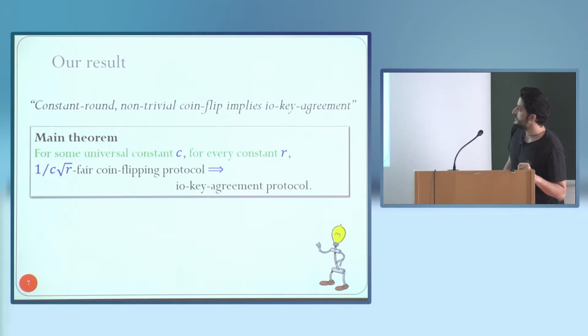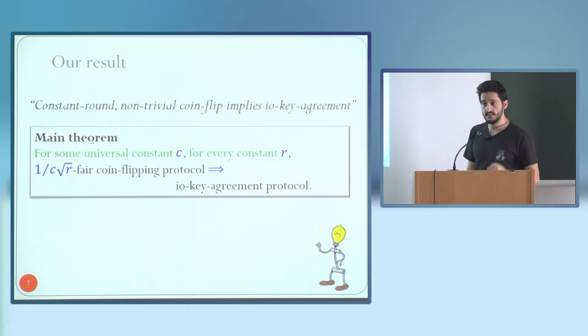Slightly more formally, what we show is that for some universal constant c, and for every constant R, the number of rounds, a non-trivial coin flip, meaning bias 1 over c square root of R, which is better than 1 over square root of R, gives you a key agreement protocol.